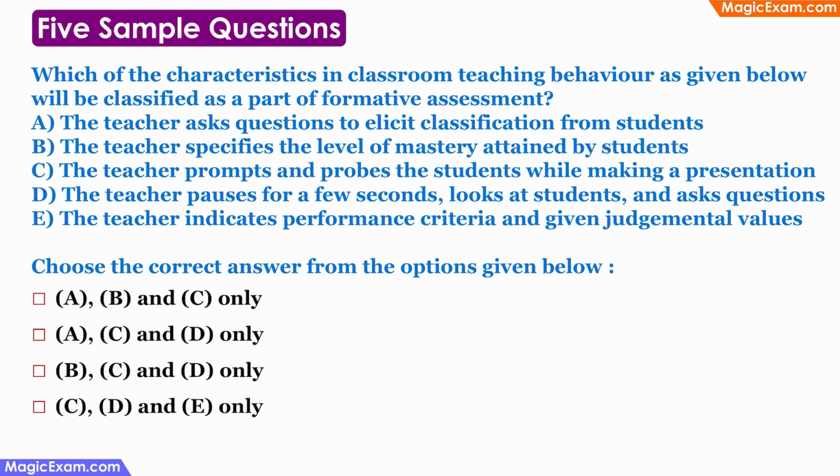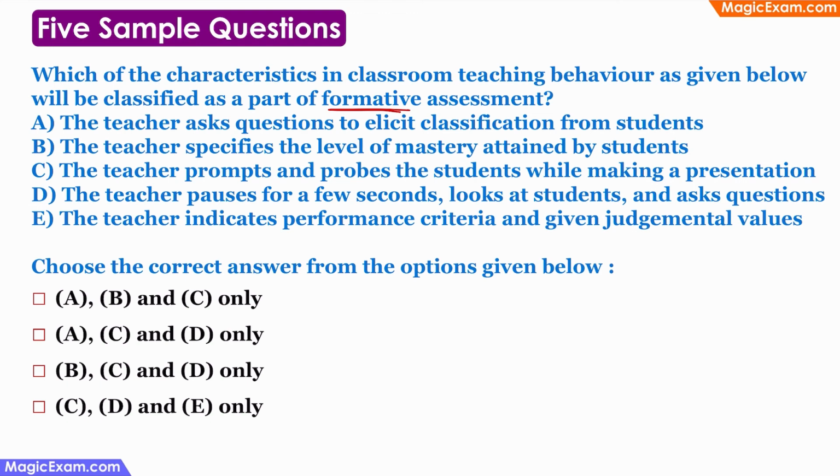Which of the following characteristics in classroom teaching behavior as given below will be classified as part of formative assessment? As we discussed, there are two types of assessment, formative and summative. Summative or summary assessments are where you are just trying to do something like a final exam where you are giving a result or a rank, or you are trying to tell them what they have already learned. So there is very limited feedback that can be used in the teaching learning process from summative evaluation.